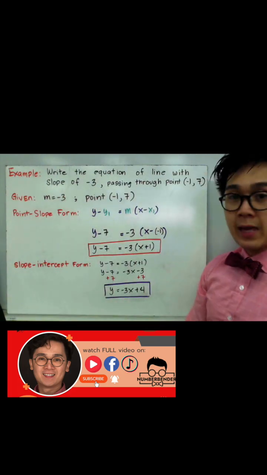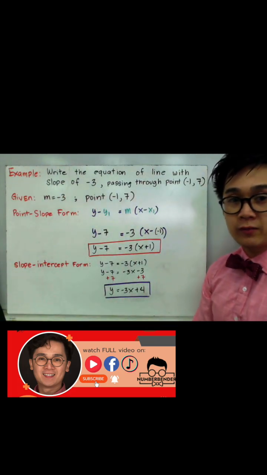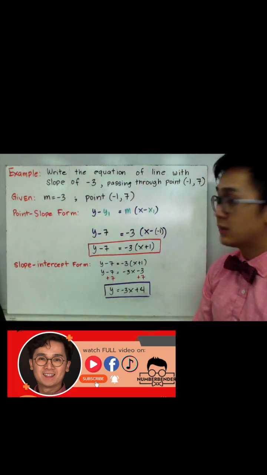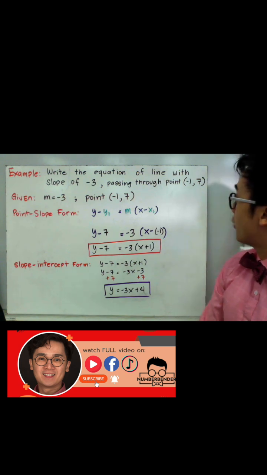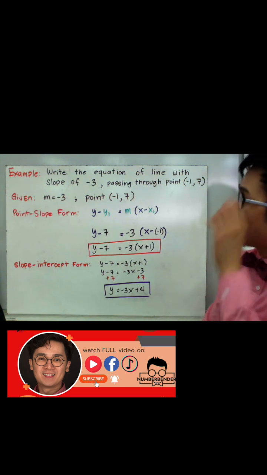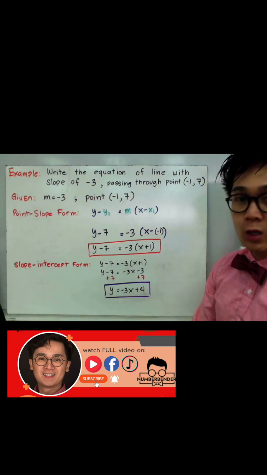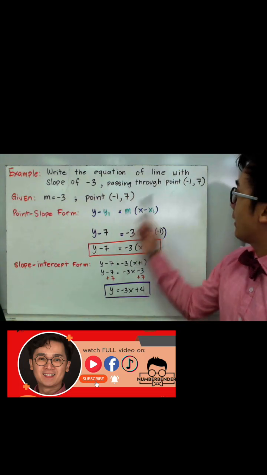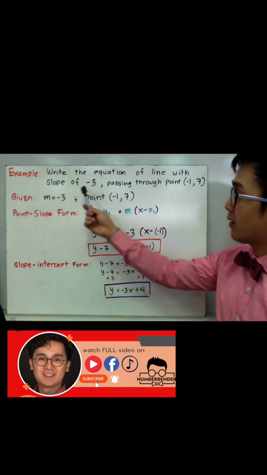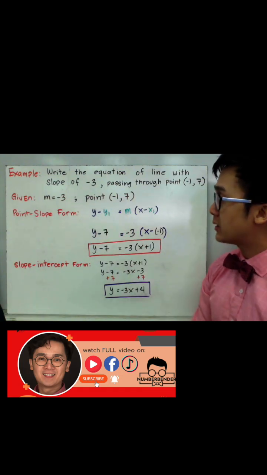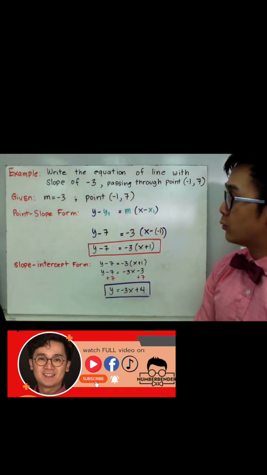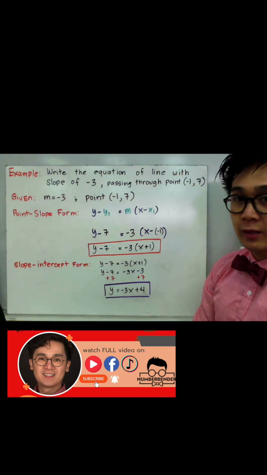On the first example, we are going to write the equation of a line given the slope of -3 and passing through the point (-1, 7). In this particular problem, it's easy to use the point-slope form because you are given a point and you are given the slope. So from the title itself, we'll be able to easily use the point-slope form to write the equation of a line.